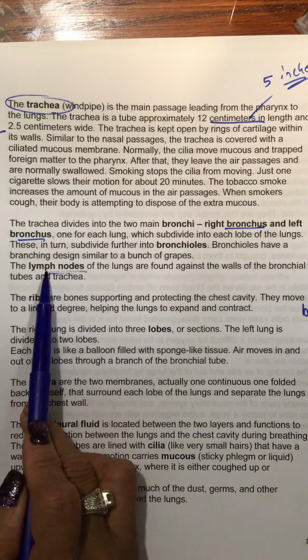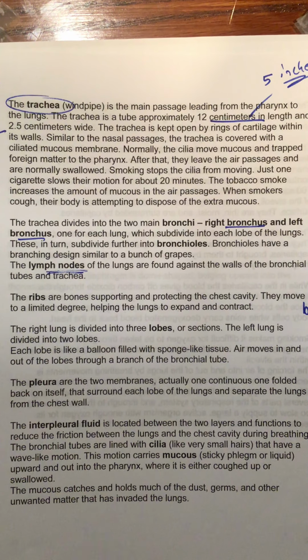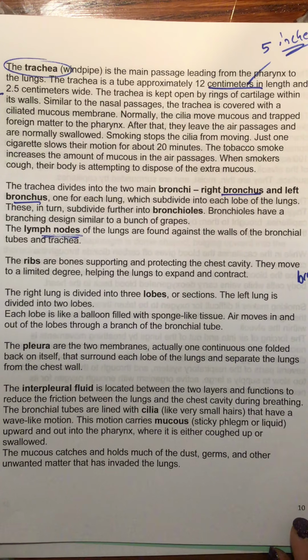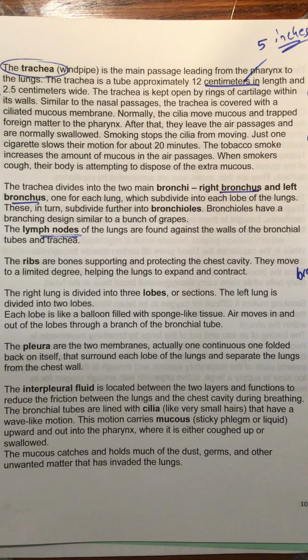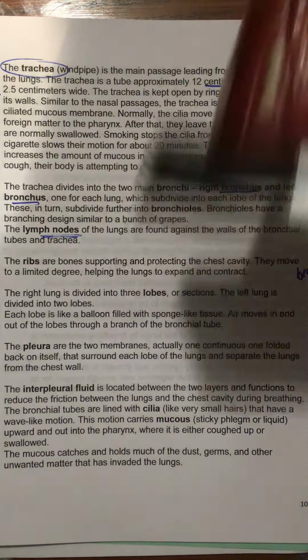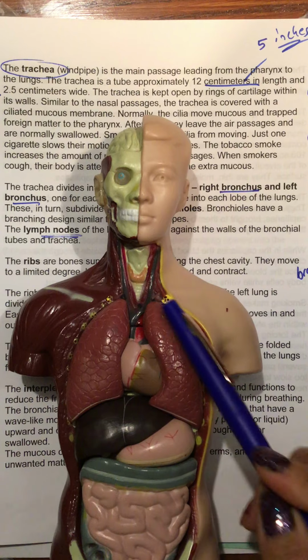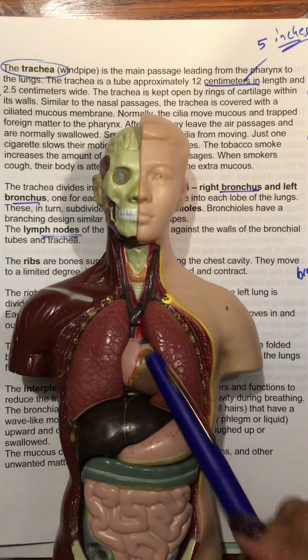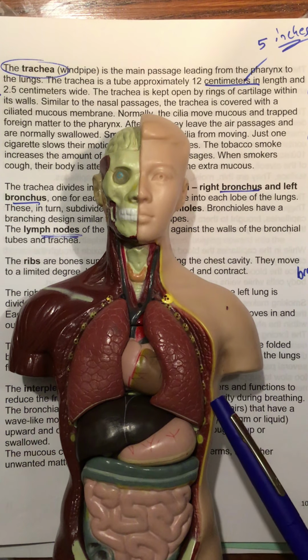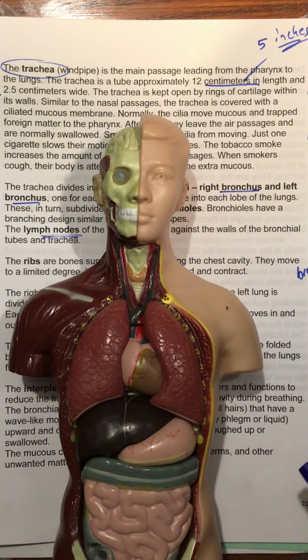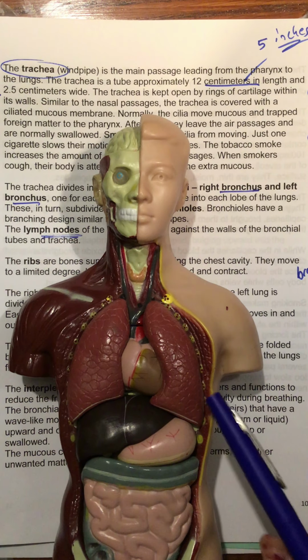The lymph nodes of the lungs are found against the walls of the bronchial tubes and the trachea. Okay, again, the lymph nodes have to do with your defense mechanism, your immune system, fighting all these particles that shouldn't be there. And of course, when you breathe in and out, the lungs are not muscular at all. There are no muscles in your lungs here. It's just a very thin membrane, one cell layer thick, so that you are able to diffuse the air in and out of the lungs.